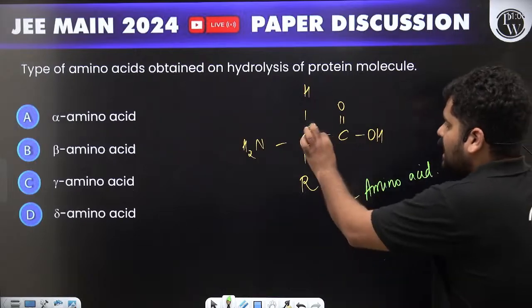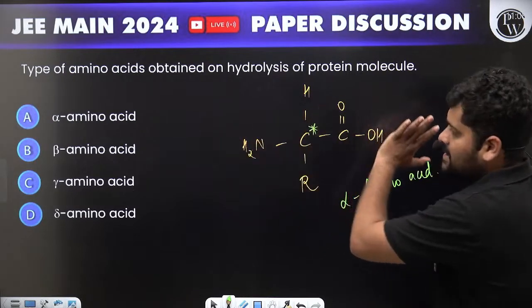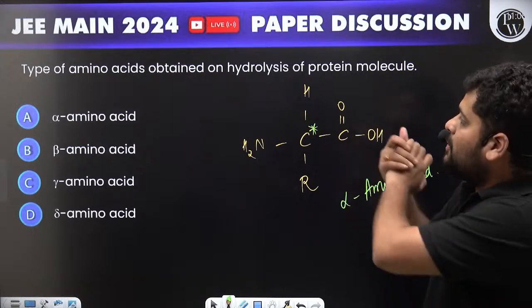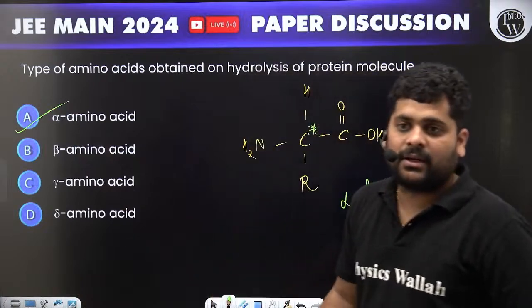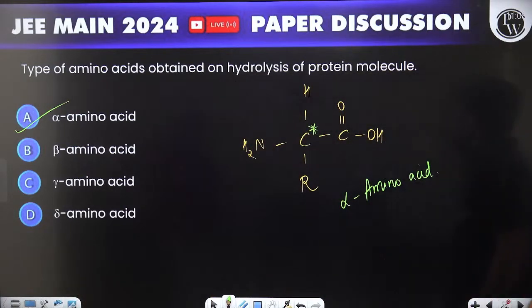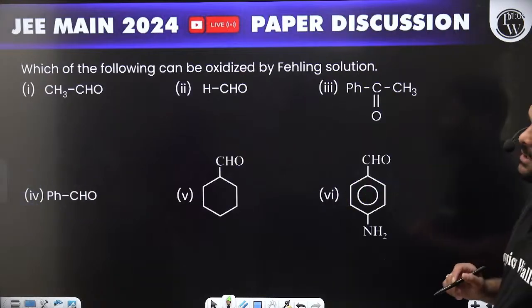Here, same carbon, NH2 as well as COOH. So proteins would give alpha amino acids. The correct answer for this question is option A. Okay, right. So after this, we have the next question.